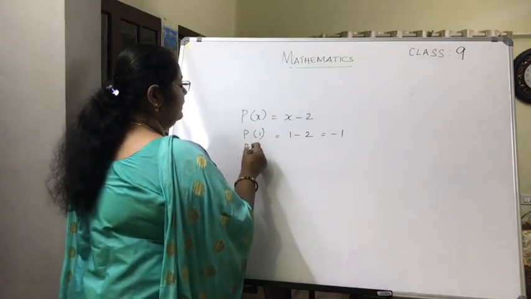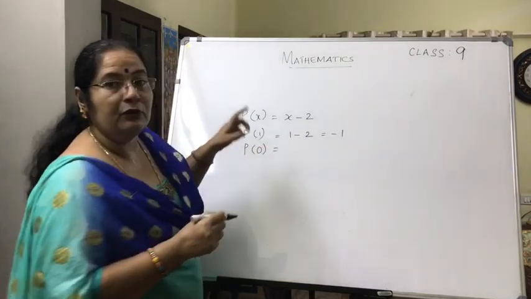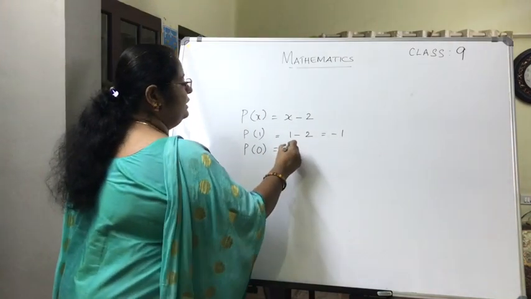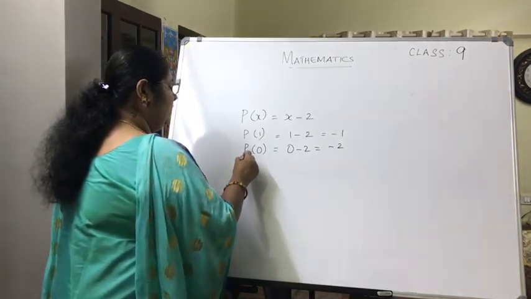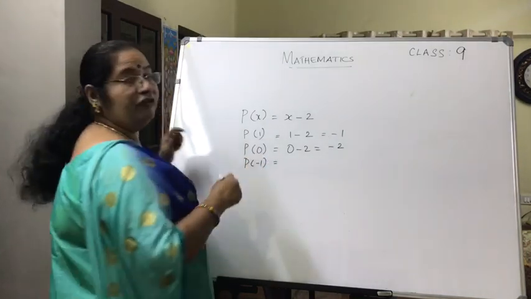Let us find p of 0. What is p of 0? Instead of x, you are putting 0. So 0 minus 2, this is equal to minus 2. P of minus 1. What is p of minus 1?